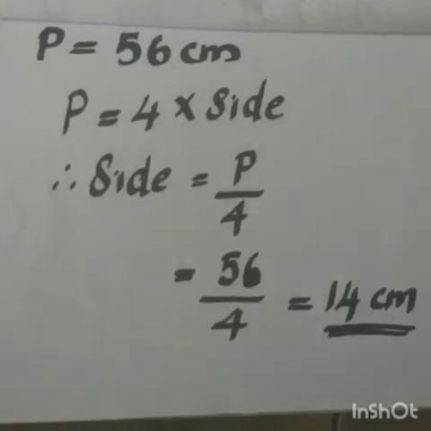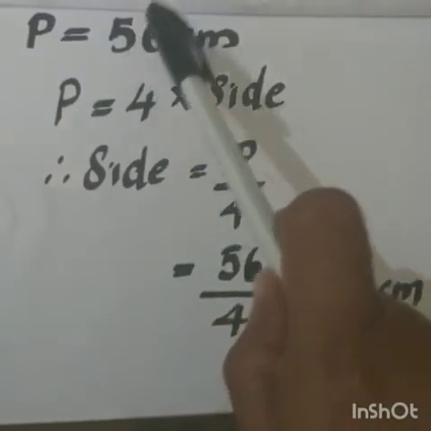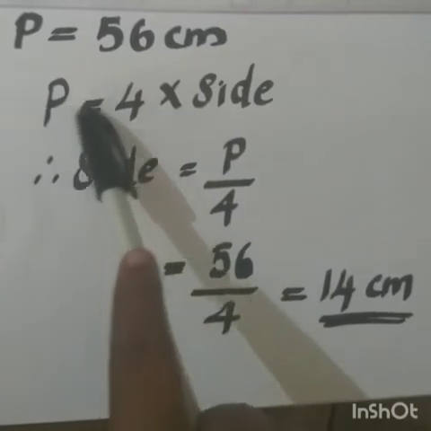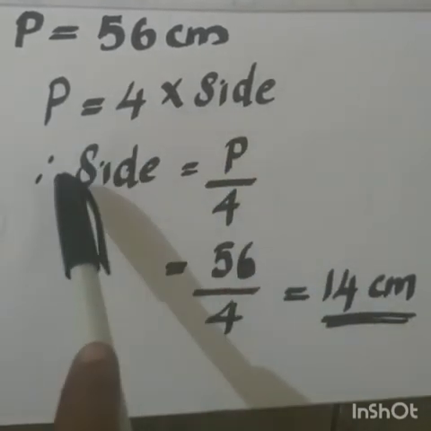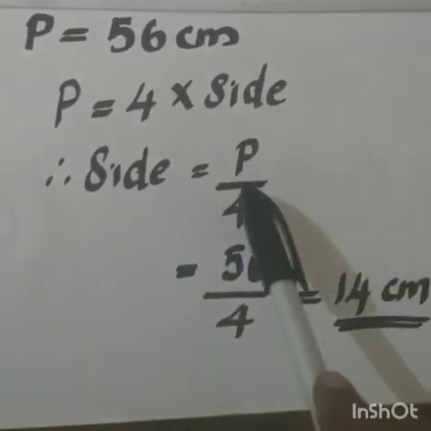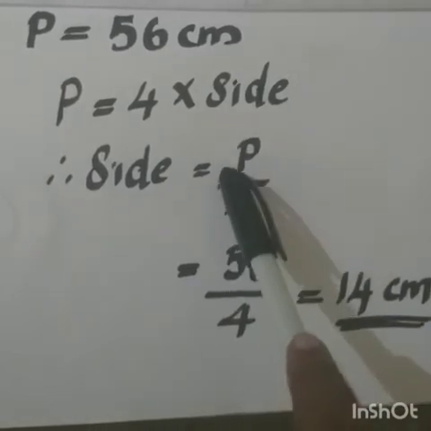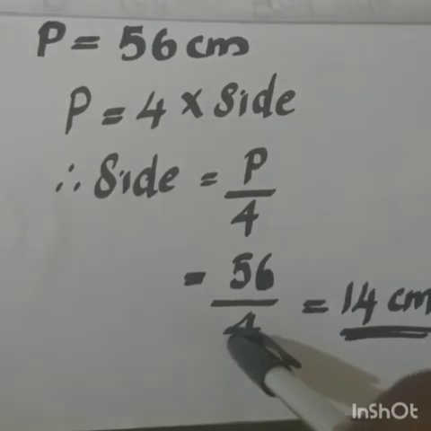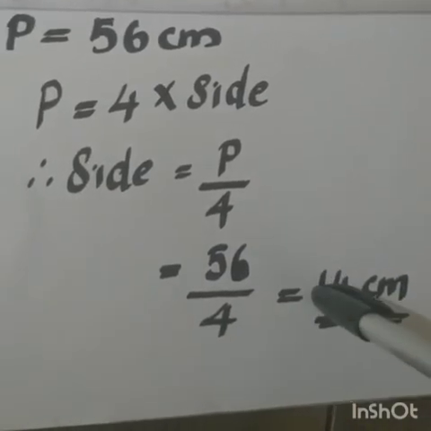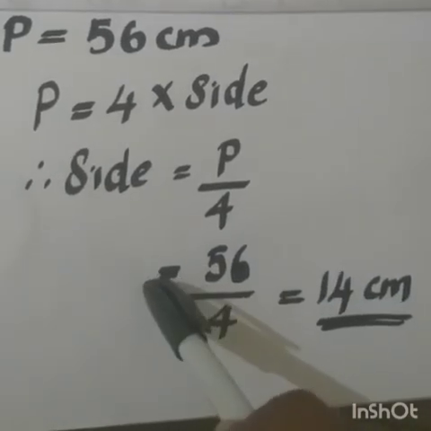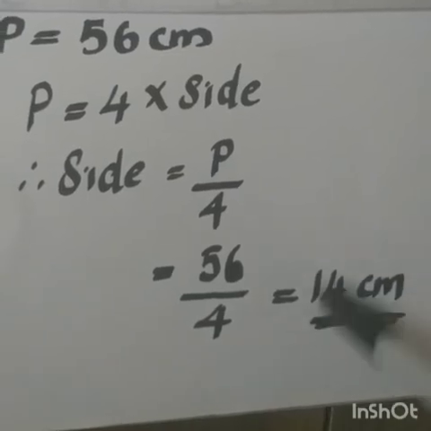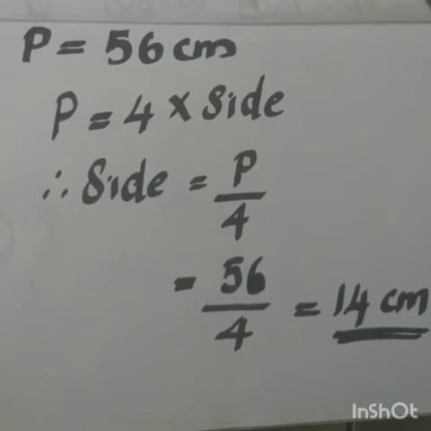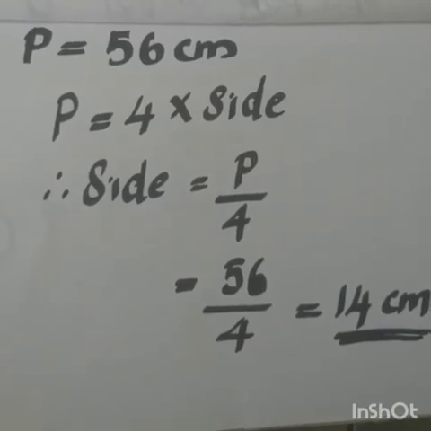One more example, given perimeter is equal to 56 centimeter, we have to find the length of the side of the square. So we know perimeter is equal to 4 into side, from which we have side is equal to perimeter divided by 4. Now what is the length of the perimeter given? Perimeter is equal to 56. So 56 divided by 4, you get 14 centimeters. So the length of one side of the square is 14 centimeter. So in this way, when the perimeter is given, we are finding the length of the side.